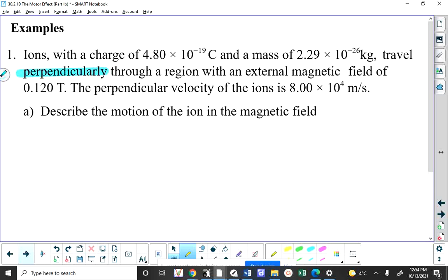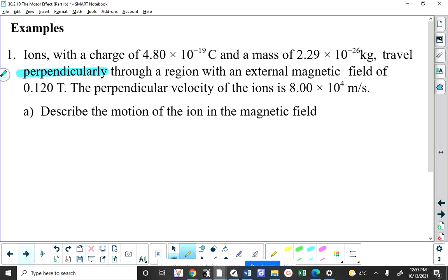Describe the motion of the ion in the field. This is a very difficult thing for me to explain. But let's just say, which way do I want to do it? Let's assume these ions are positive. And I'm going to assume the magnetic field in the room that they're traveling through is towards the floor. Okay?